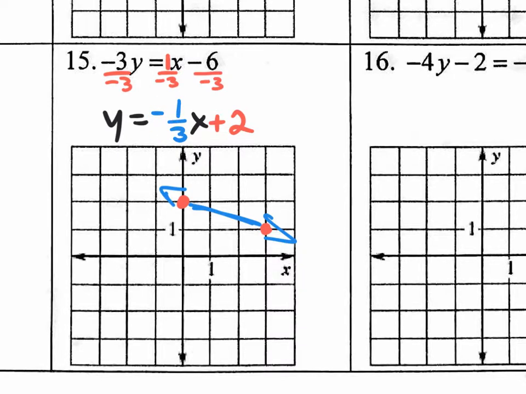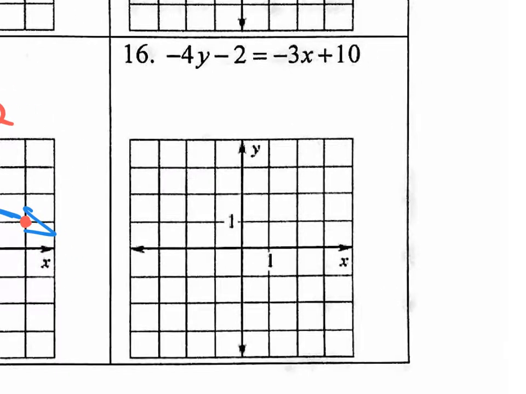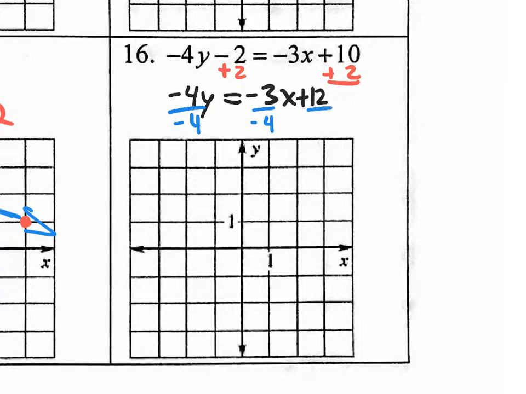Okay. Number 16. Let's get y by itself. What do I do? Add 2 here. And of course, you're going to add the 2 to the 10 because that's the only one you could actually add it to. So you're going to have -4y equals -3x plus 12. My final step would be to do what? Divide by -4. That's right. Divide by -4.